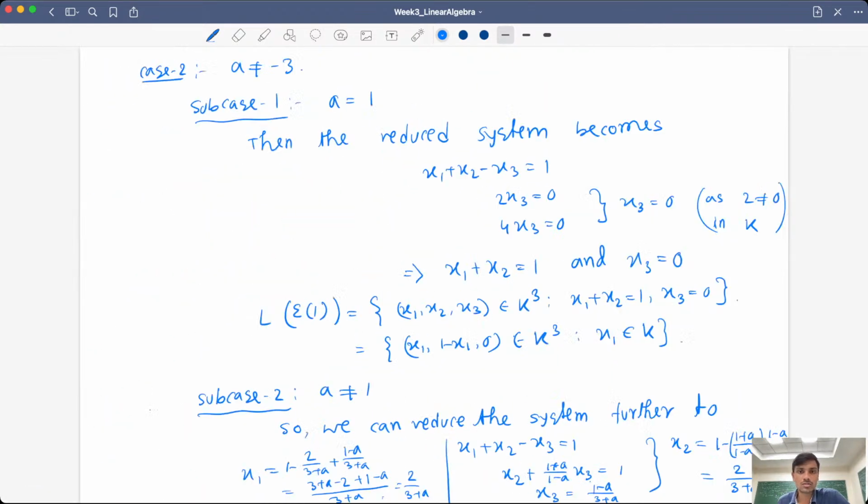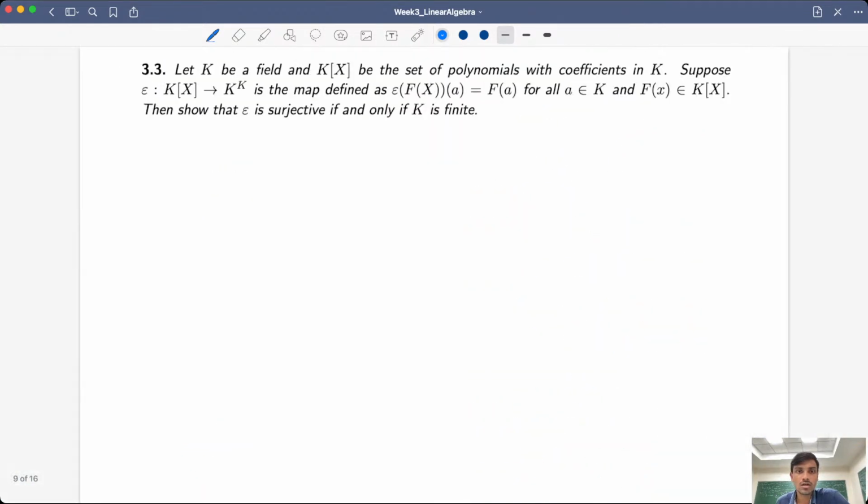Okay, that's all for today then. We may discuss this further. If you have questions, try this one. A similar question we did previously: if this map is injective then K must not be finite, and in this case it is showing that if epsilon is surjective then K has to be finite, otherwise it cannot be surjective. So a similar argument works here also.